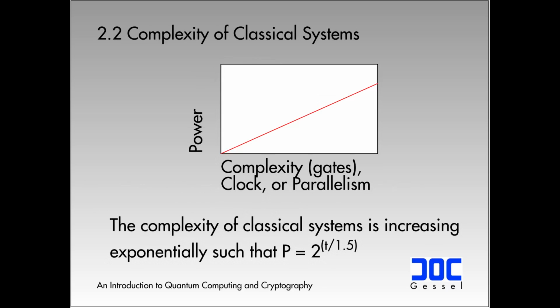Anyway, so the power of these systems, because of the technological advances, has been increasing at a rate of 2 to the t over 1.5, which means the doubling period is every 18 months, and that's Moore's famous law. The power of the system as a function of complexity is linear, which is to say that your computer is twice as fast if you have twice as many gates or twice as much memory, roughly. That is, it's not an order of magnitude faster.